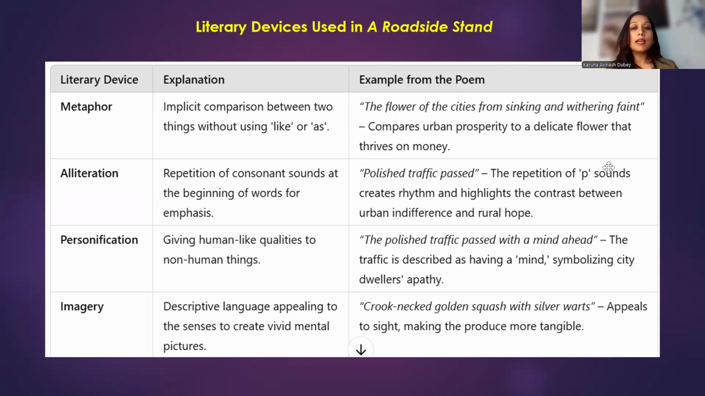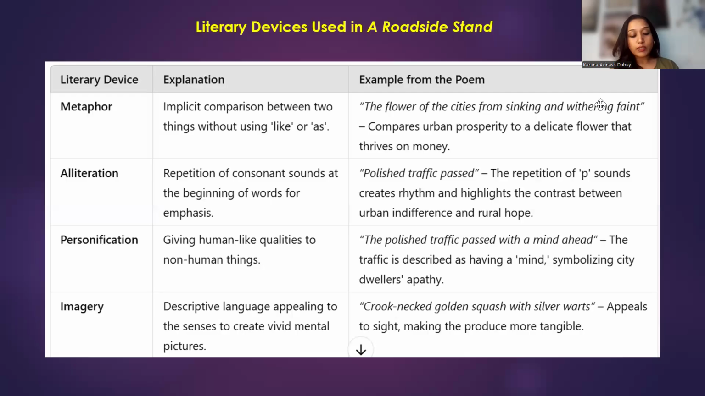That's the comparison. Alliteration, repetition of sound: polished traffic pass. The p sound, there are more. So my suggestion would be to learn how these poetic devices work and figure them out. Many times there are too many and we don't pick up a lot, but while I'm reading through I'll help you identify.